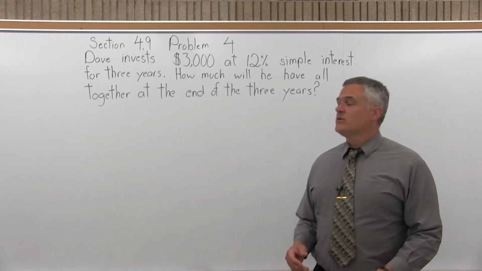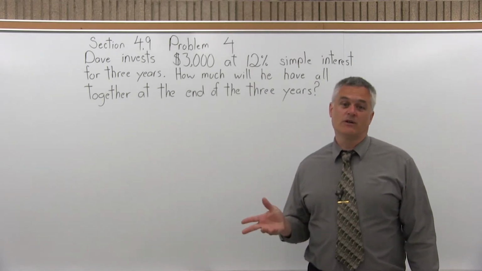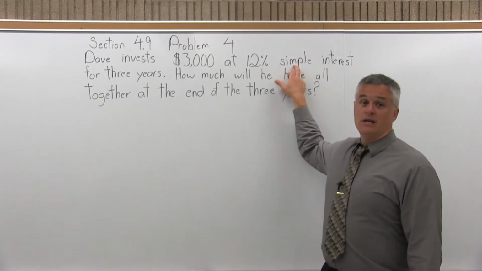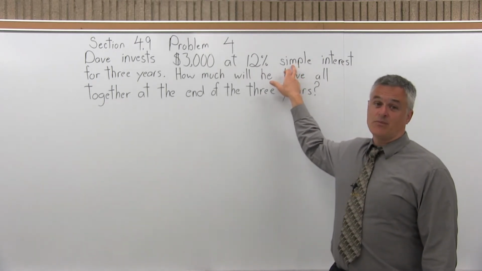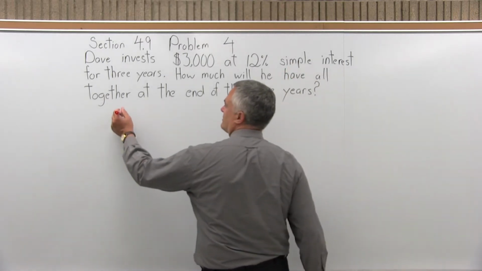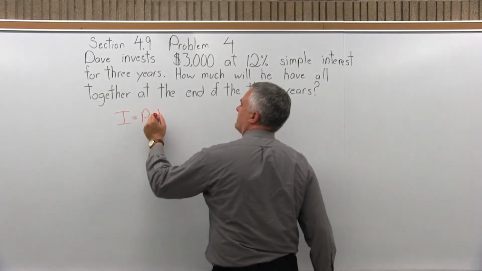With any of the questions from this section, the first thing you need to do is decide which one of the two formulas you have to use. There's a simple interest formula and a compound interest formula. It should state clearly in the question what type of interest it is, and this one does: simple interest. So we start with the simple interest formula, which is I equals PRT.